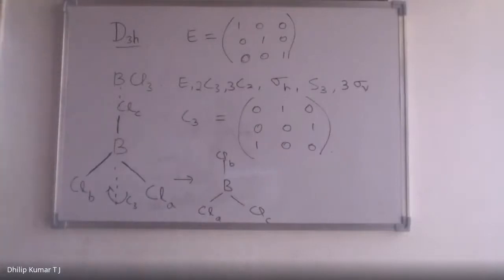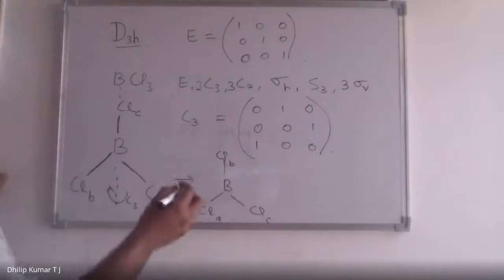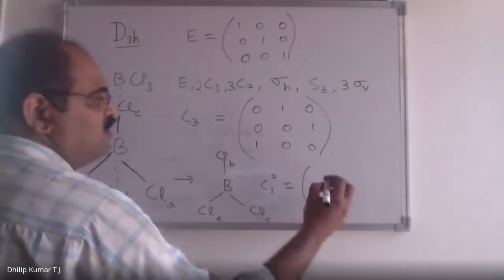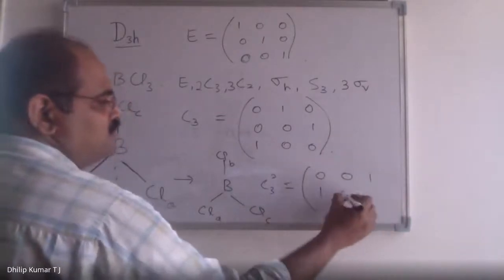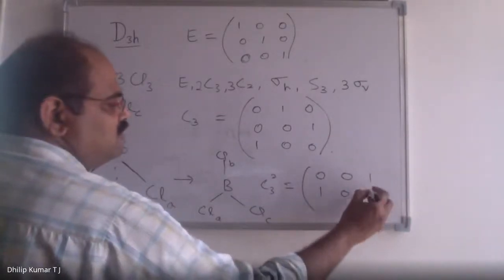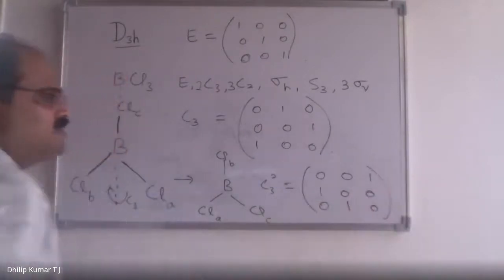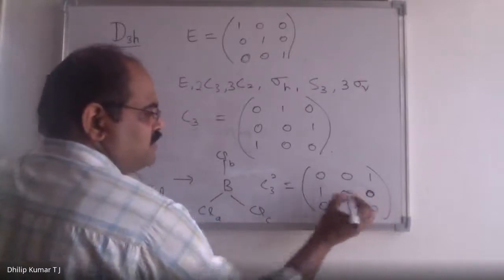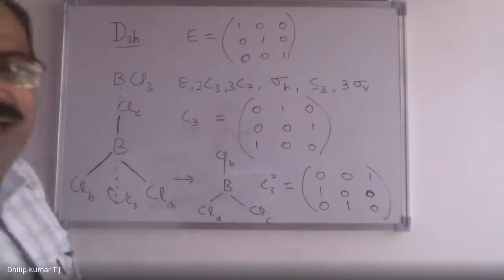So this is for C3. And similarly, C32 will be 2 times rotation, right? So from here, you can write C32. 0, 0, 1, 1, 0, 0, then 0, 1, 0. So the matrix form can be written for C32 in this fashion. Yeah, I hope it is visible.